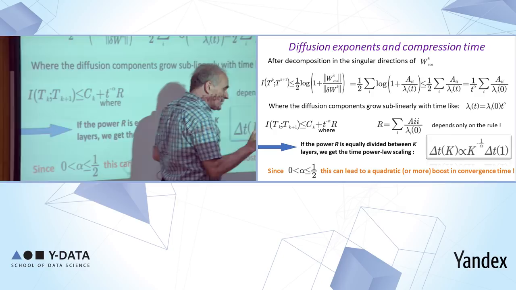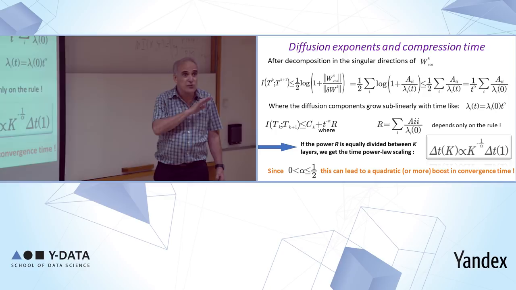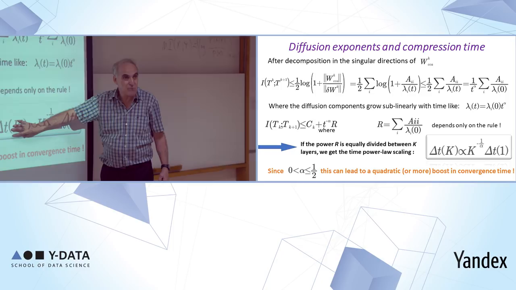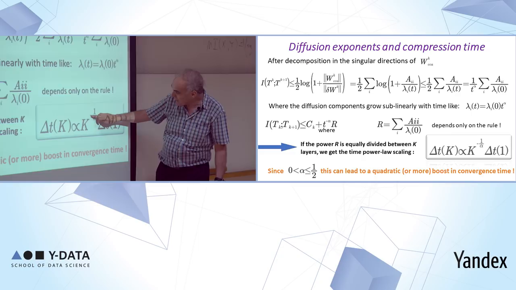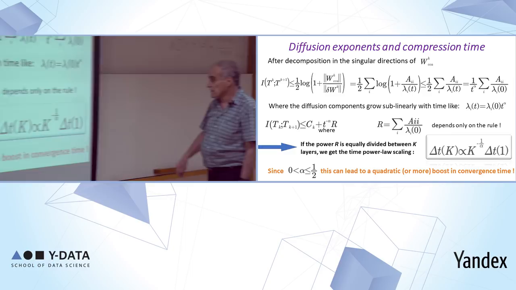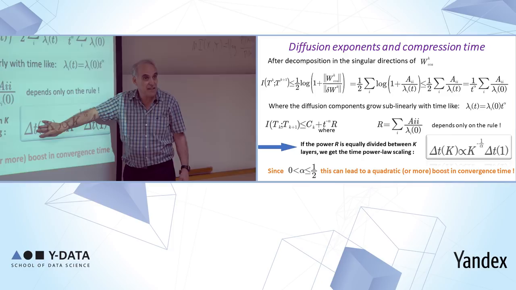So essentially, this has a very interesting implication, which is completely independent of anything. The time to converge to a good solution with k layers, if they all compress independently, that's a very big if, scales like the number of layers to this power law, minus 1 over alpha, where alpha is the diffusion exponent, which is half in my case, close to half. This is the time to converge with one layer, and this is the time to converge with k layers.